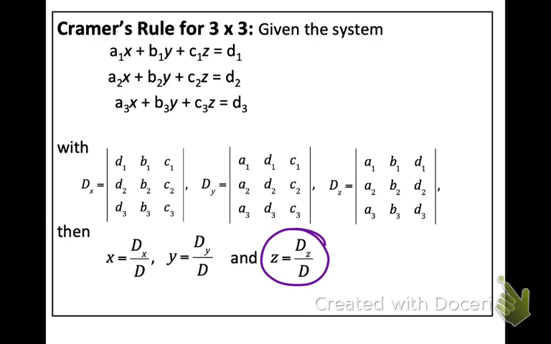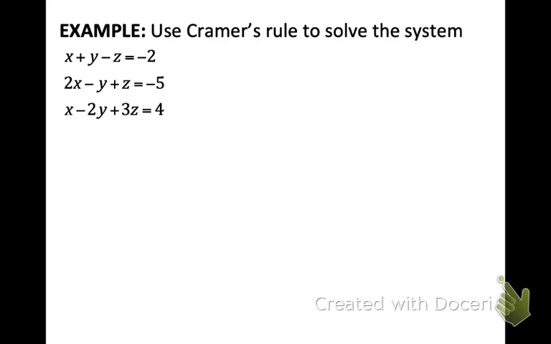All right, so let's do a 3 by 3. Do I need to write that? No. No, I wouldn't write all that down. All right, so we've got the system x plus y minus z equals negative 2. 2x minus y plus z equals negative 5. X minus 2y plus 3z equals 4. And this is just a matter of keeping it organized.